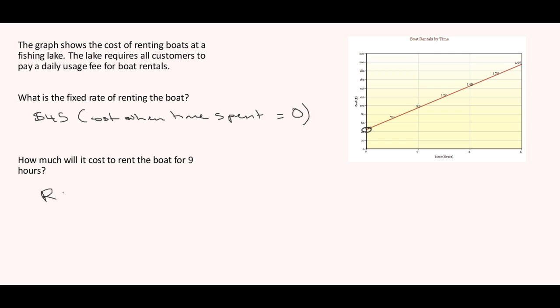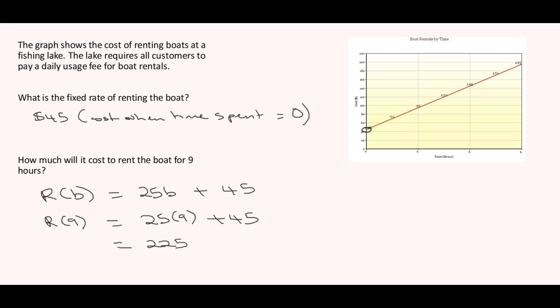How much will it cost to rent the boat for 9 hours? So we already have a function R of B is equal to 25B plus 45. Now we want to rent the boat for 9 hours. So R of 9 is equal to 25 times 9 plus 45. 25 times 9 is 225. Let's show it here. 25 times 9. 5 times 9 is 45. You write a 5, carry a 4. 2 times 9 is 18 plus 4. That's 22. So 225 plus 45.